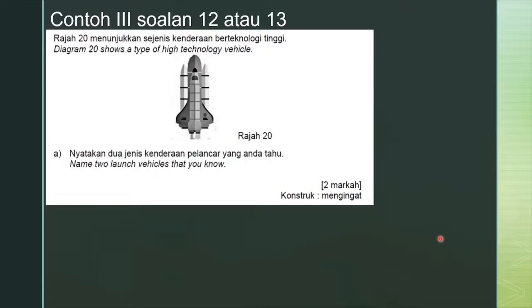So kita sepintas lalu saja. Baiklah, Rajah 20 menunjukkan sejenis kenderaan berteknologi tinggi. So diagram 20 shows the type of high technology vehicles. Nyatakan 2 jenis kenderaan pelancar yang anda tahu. Ini bab yang ke-9 Form 5. Chapter 9, Form 5. Name 2 launch vehicles that you know.